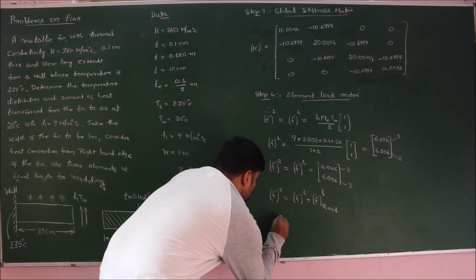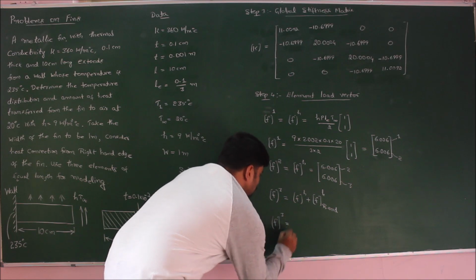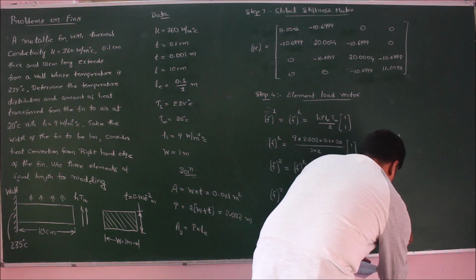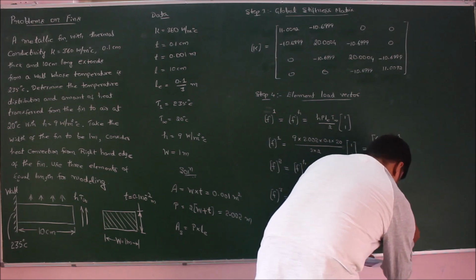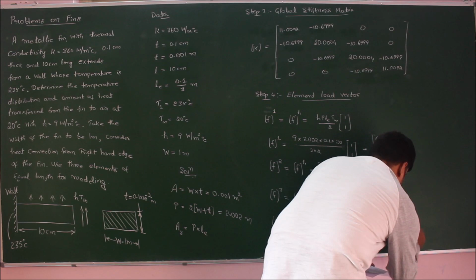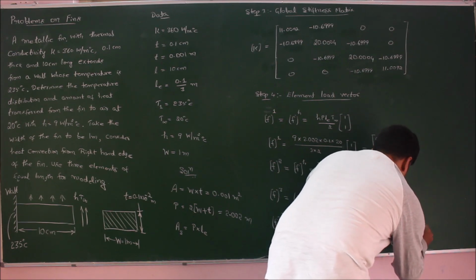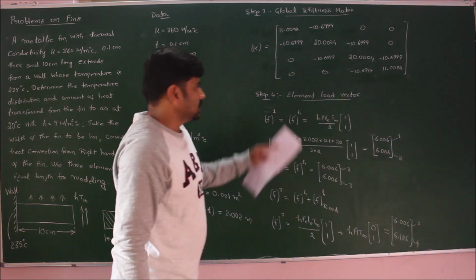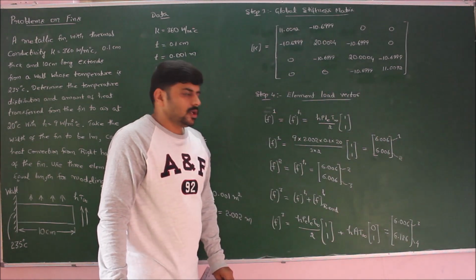If I substitute the values for the formula we have and solve, I'll get the load vector of element 3 as 6.006 and 6.186. The nodes for element 3 are node number 3 and node number 4. This completes the element load vector.